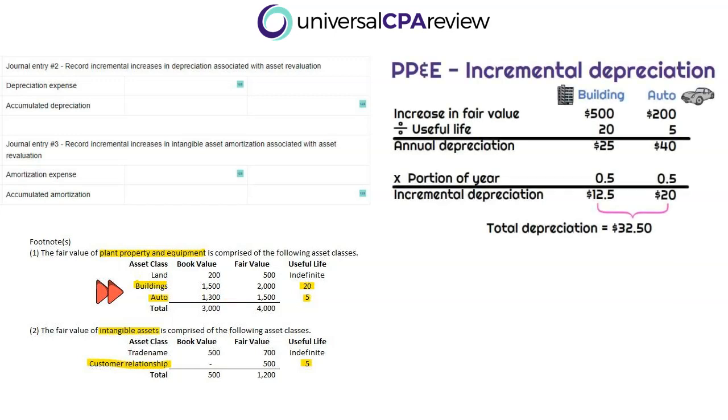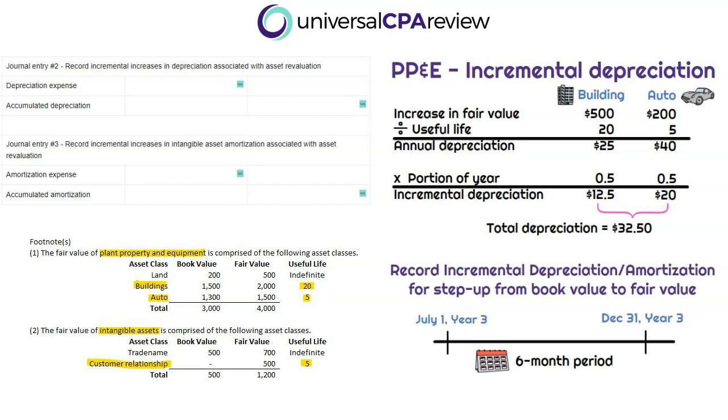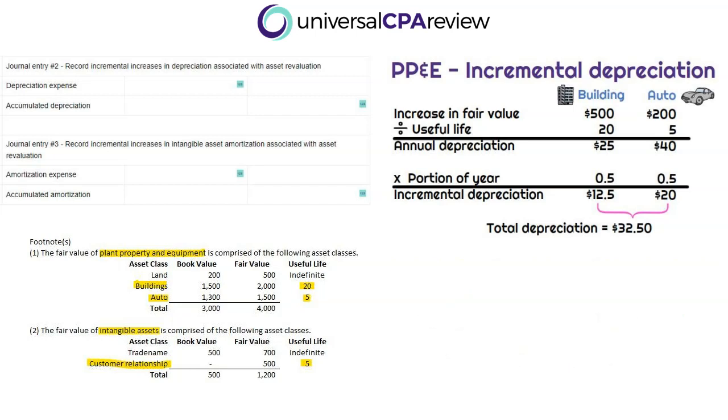Right, so in this schedule now, you can see, basically we're going to take that increase in fair value for each of them, divide by the useful life, and that will tell us the incremental annual depreciation that should be recorded. Right, but we're only talking about July 1st to December 31st, right, after the acquisition date for our consolidated year, since we're only in year 3. And so in that case, we only need to do half the year, right, 6 months out of 12 months. So we'll take that annual depreciation multiply it by 0.5, and that tells us incremental depreciation for the building is $12.5 and auto is $20. And that totals to depreciation of $32.50 that needs to be recorded for that 6-month period.